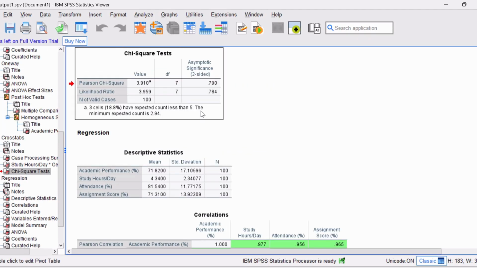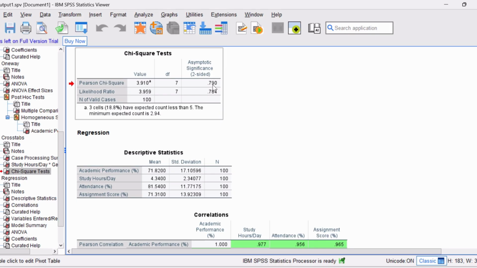Lastly, we performed a chi-square test of independence. The purpose of this test is to determine whether two categorical variables are associated. So in this case, we examined whether study hour categories differed according to male and female participants. The chi-square test produced a p-value of 0.790. Since this value is much larger than 0.05, the result is not statistically significant, which means there's no evidence of an association between gender and study hours category, meaning male and female students appear to have similar study patterns within this dataset.